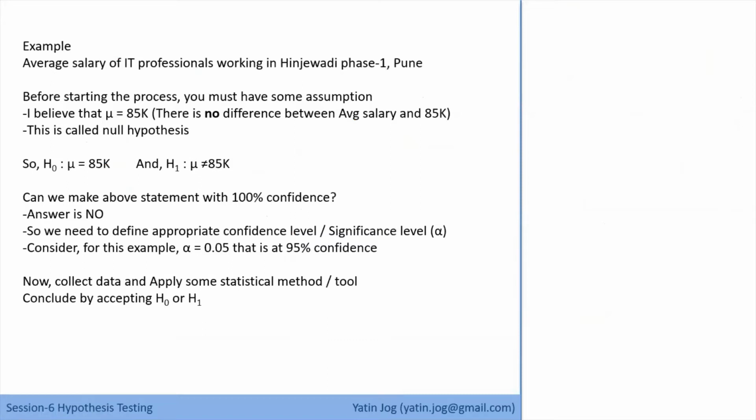Example: average salary of IT professionals working in Hinjewadi Phase 1. Suppose I want to calculate the average salary of all the IT professionals working in Hinjewadi Phase 1, Pune. Now in this case, before starting the process, I may have some assumption, maybe I have read somewhere, some company report, some financial analysis, I don't know. But I believe that IT professionals' average salary is 85,000. So when I say the average salary of IT professionals in Hinjewadi Phase 1 Pune is 85,000, my statement comes as mu is equal to 85,000.